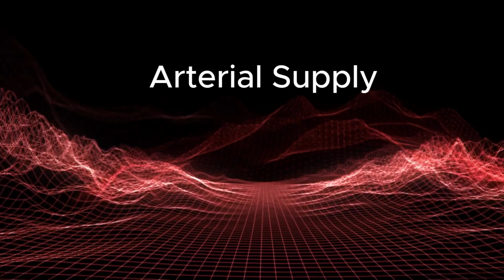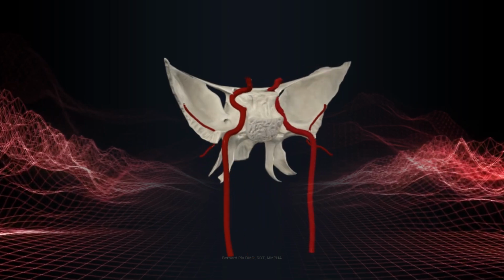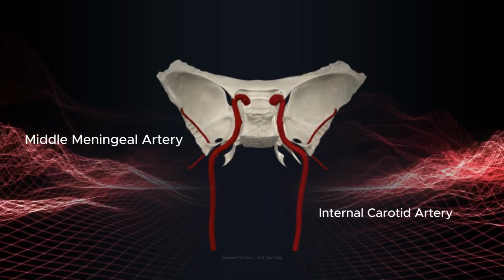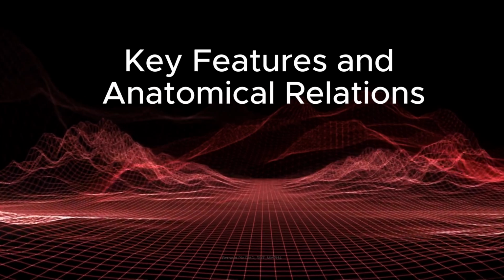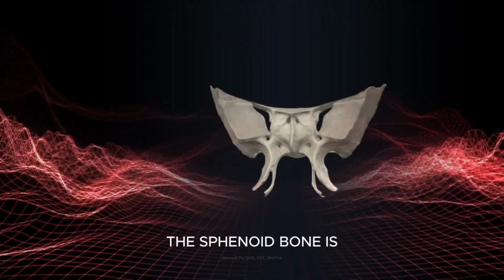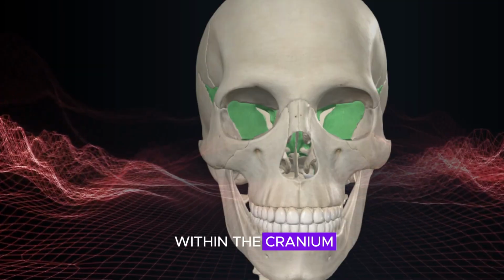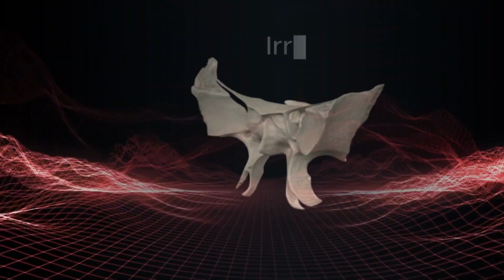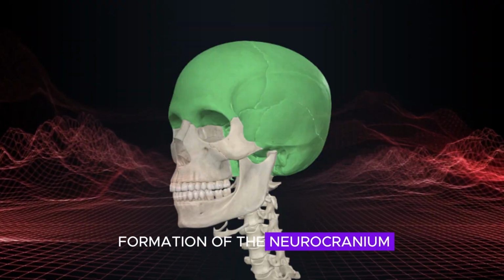Arterial supply: middle meningeal and internal carotid arteries. Key features and anatomical relations. The sphenoid bone is a single large bone that is located centrally within the cranium. It is classified as an irregular bone and contributes to the formation of the neurocranium.